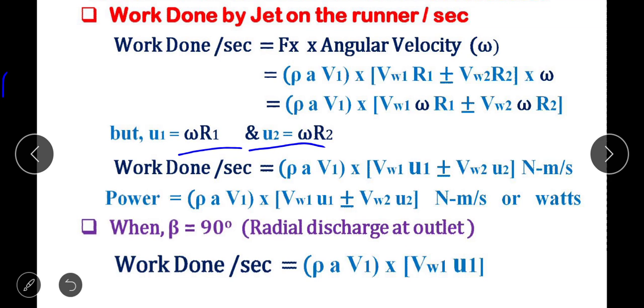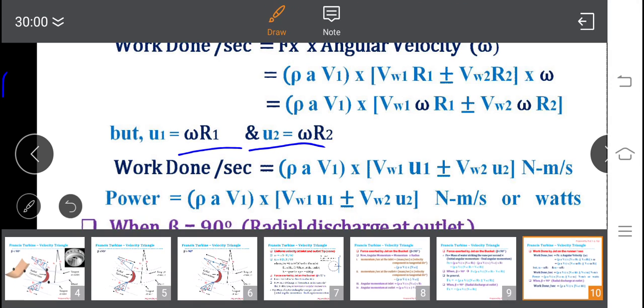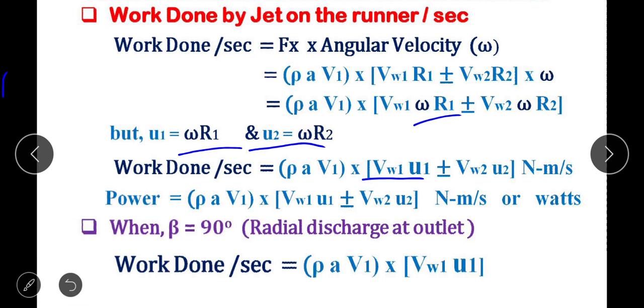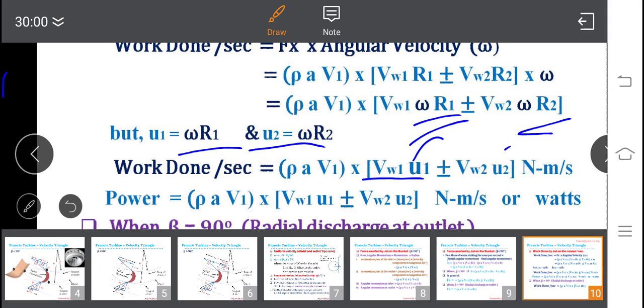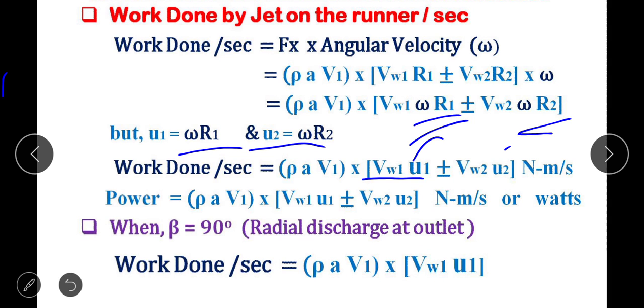Work done per second becomes the expression rho A V1 multiplied by VW1 U1. In place of omega R1, you have to take U1. In place of omega R2, you can take U2. Therefore, rho A V1 multiplied by VW1 U1 plus or minus VW2 U2 Newton meters per second is the work done. Power is equal to rho A V1 multiplied by VW1 U1 plus or minus VW2 U2 Newton meters per second or watts.